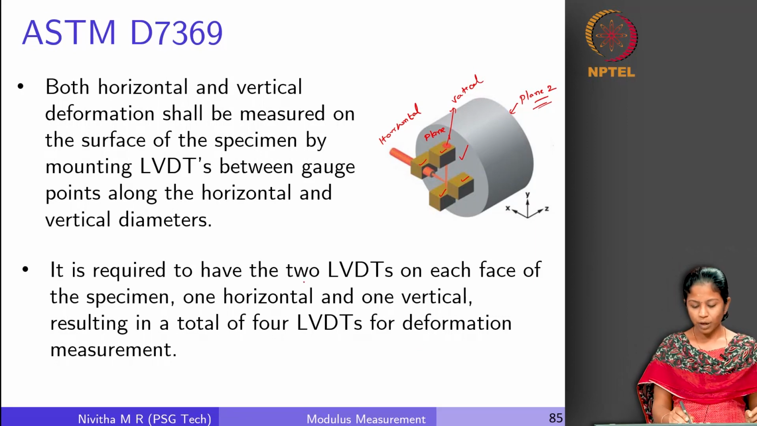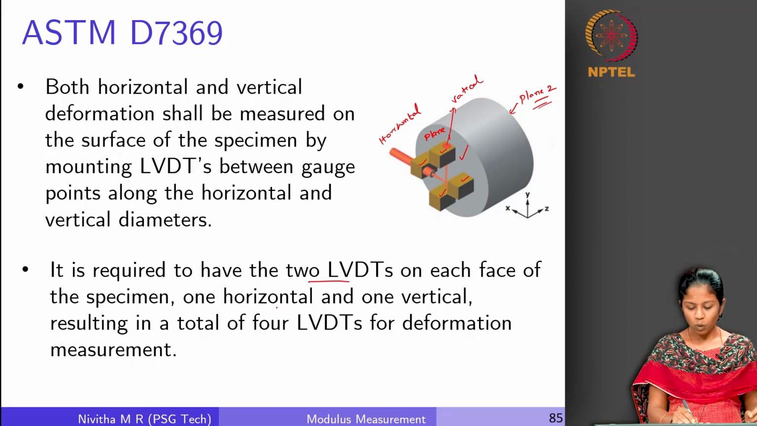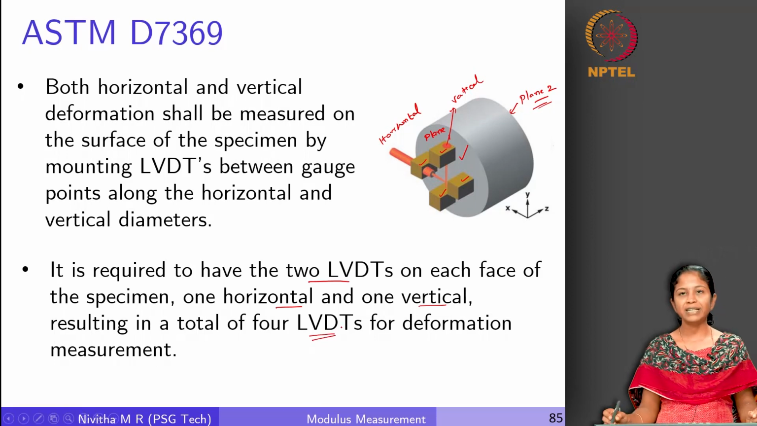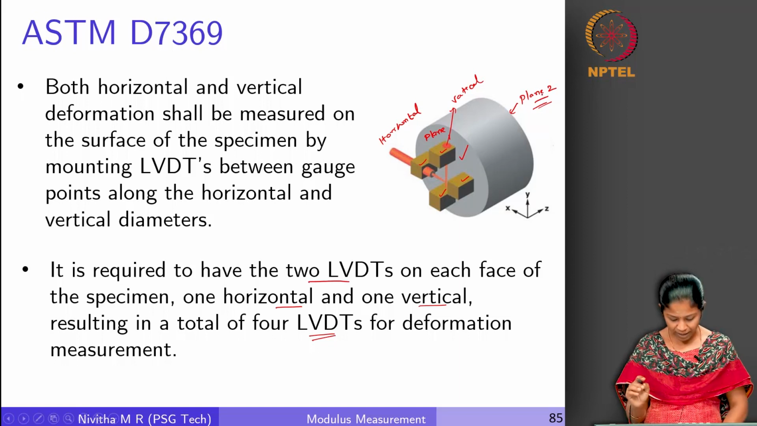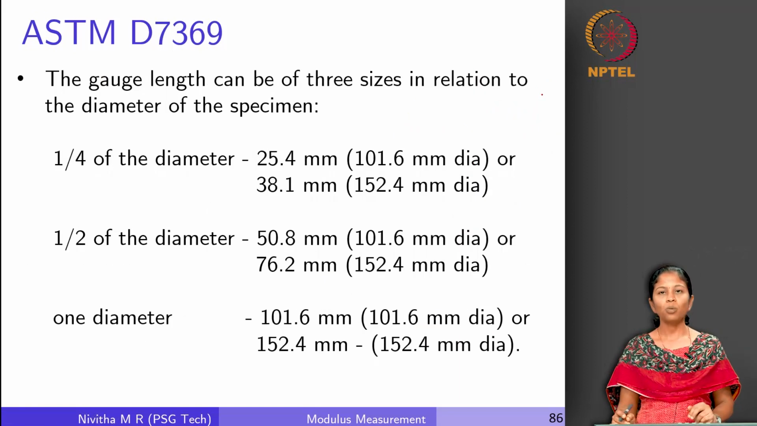So, it is required to have 2 LVDTs as mentioned on each face of the specimen, one horizontal and one vertical, resulting in a total of 4 LVDTs for deformation measurement. So, 2 on this plane and 2 on the other plane. So, we have 4 LVDTs.